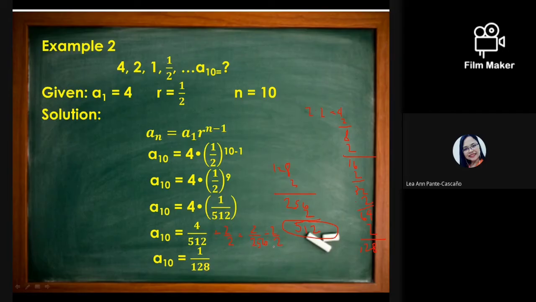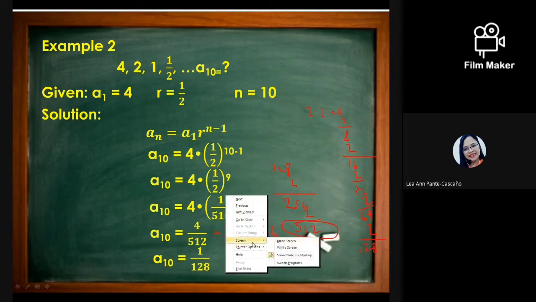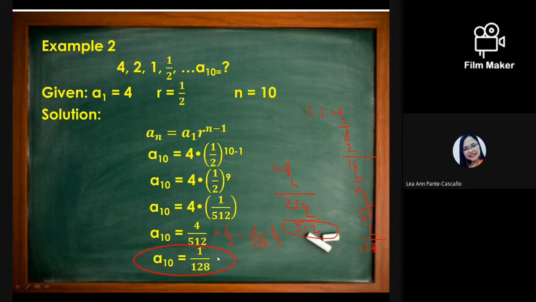128. Check nga natin. 2 divide 2 ay 1. 5 divide 2. Ilang 2 meron sa 5? Meron tayong dalawa pero may natirang isa. So, ang nangyari ngayon, may 1 and 6 ka dito. So, 16 divide 2 ay 8. So, therefore, ang ating sagot ay 1 over 128. Ang A sub 10 is 1 over 128.